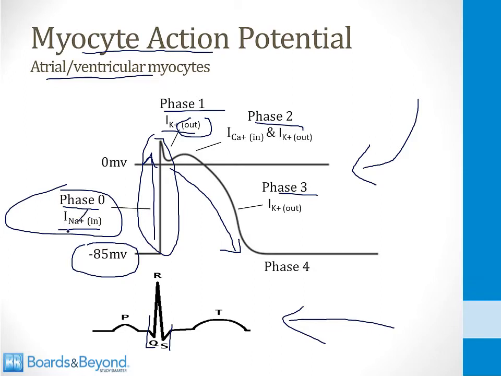However, if sodium channels are blocked by an antiarrhythmic drug and phase 0 takes longer to occur, that can result in a stretching or a lengthening of the QRS complex on the surface EKG. And that's a very important concept for you to appreciate.